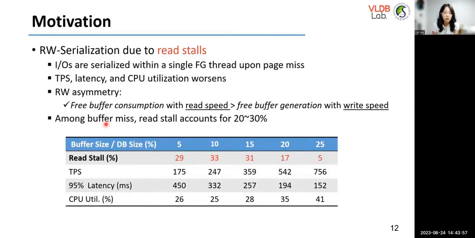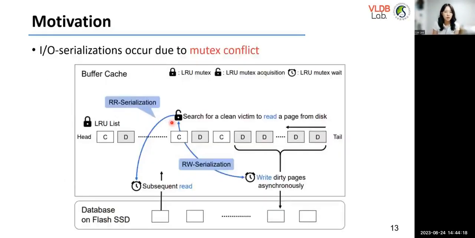Due to the speed gap between read and write, the free buffer consumption speed by the foreground readers is way faster than the free buffer production speed of the background flushers. Therefore, read stall is a general problem, especially for workloads under I/O-bound situations with numerous concurrent threads. Second, read-write serialization occurs as the foreground reading process and the background writer compete for the same LRU mutex. Even if the background writer flushes 30 pages asynchronously, it must wait for the mutex to be released when the foreground reader is holding it.